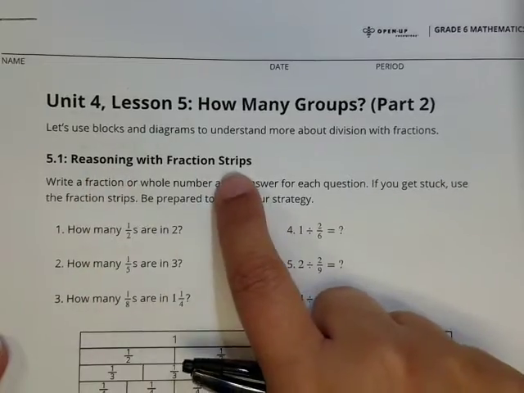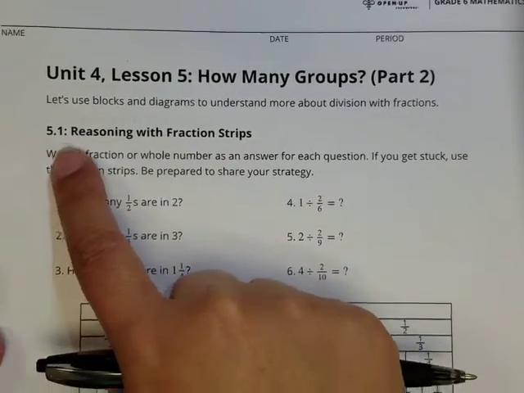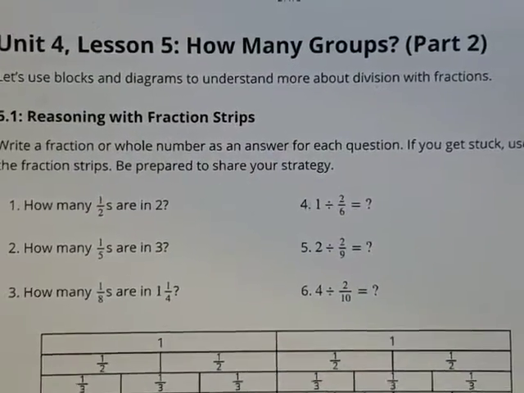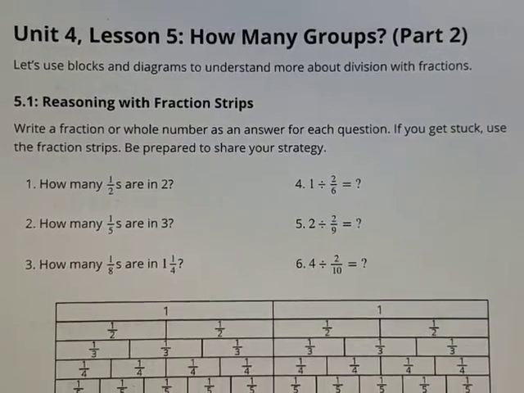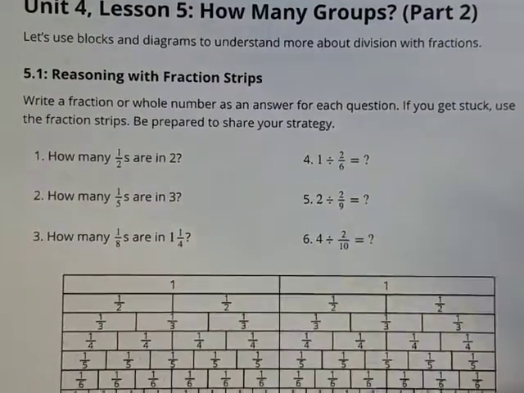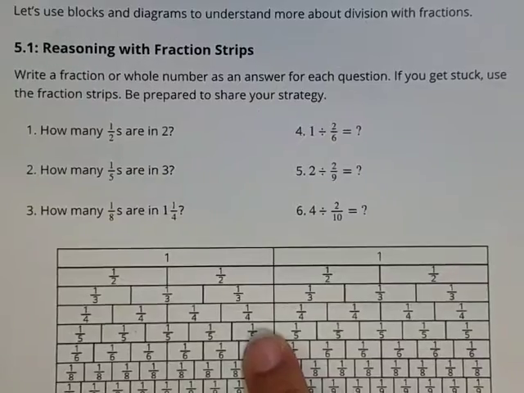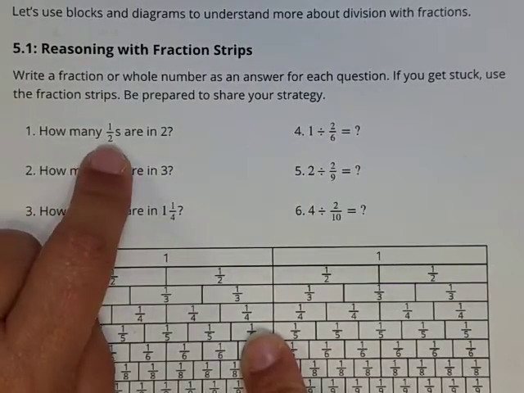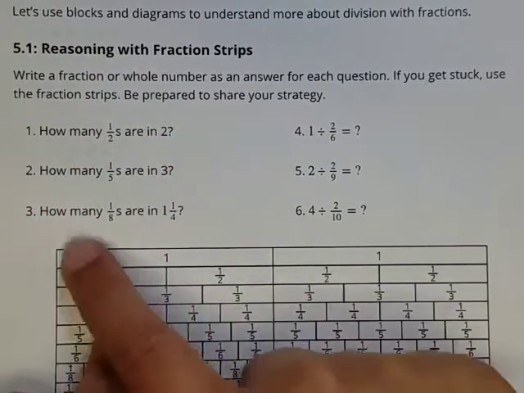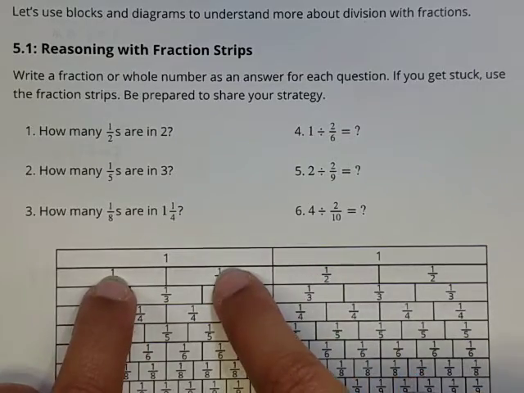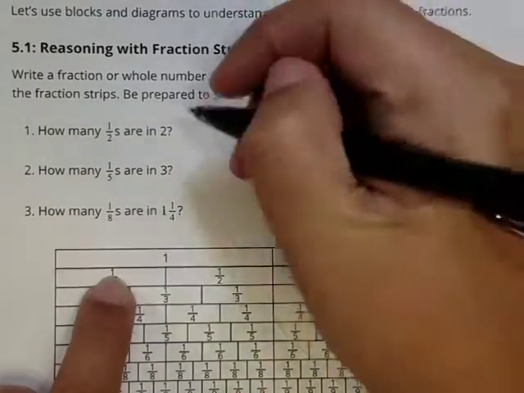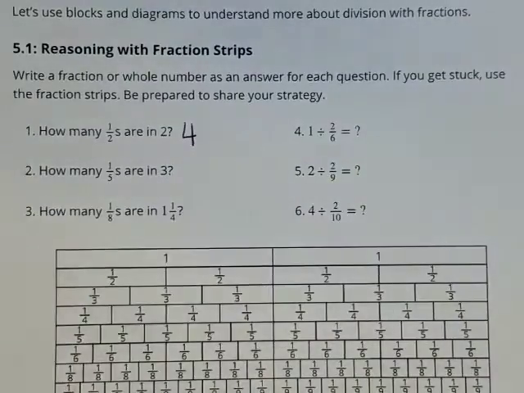So we're going to reason with fraction strips in the 5.1, which is our warm-up. What it wants us to do is to write a fraction or a whole number as an answer for each question. If you get stuck, use the fraction strips below and be prepared to share your strategy. So how many 1/2s are in 2 wholes? So this is 1 whole. So I see 1, 2, and then 3, 4. So there are 4 halves inside of 2.